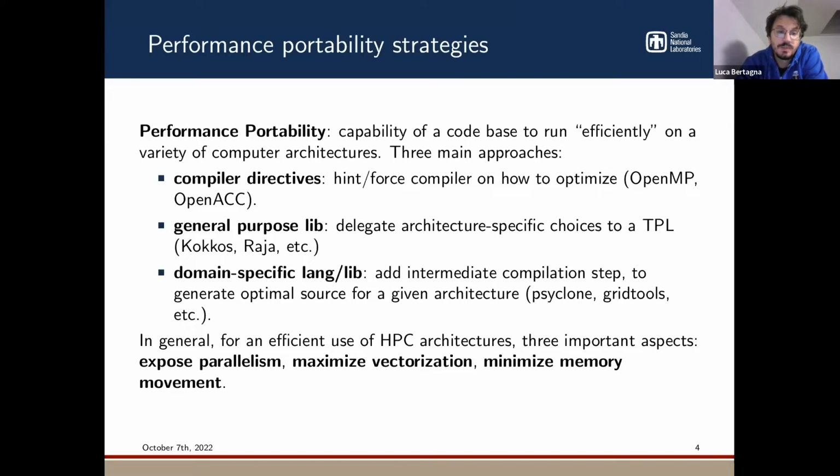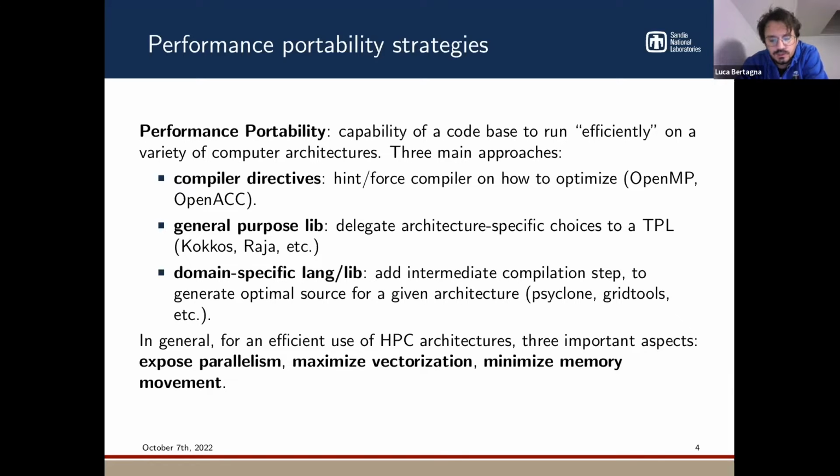Anyways, there are mainly three approaches to achieve performance portability. The first one is compiler directives. You use preprocessor directives to hint or force the compiler to optimize and reorganize the code to target particular threading models. OpenMP and OpenACC are the most common examples of this approach.